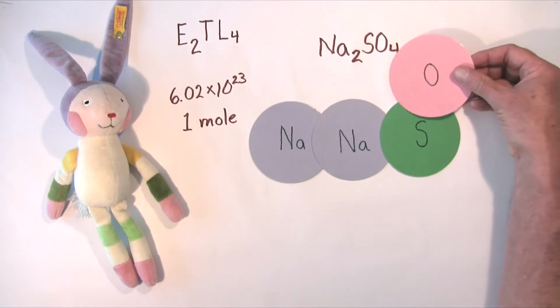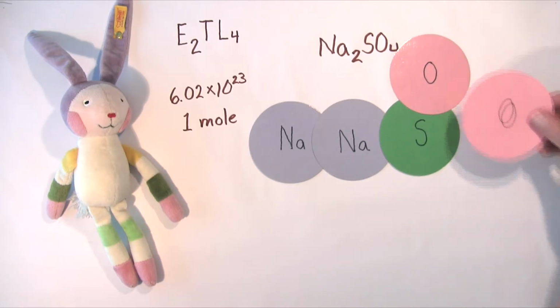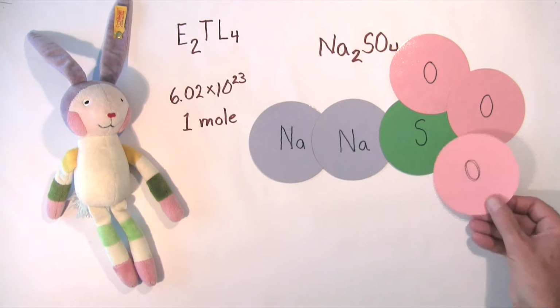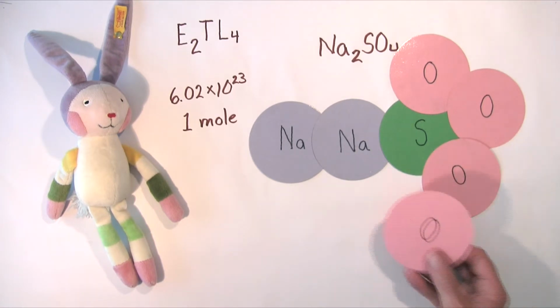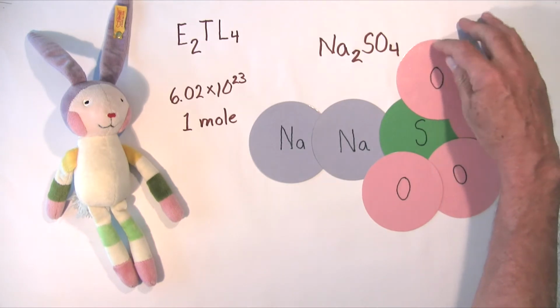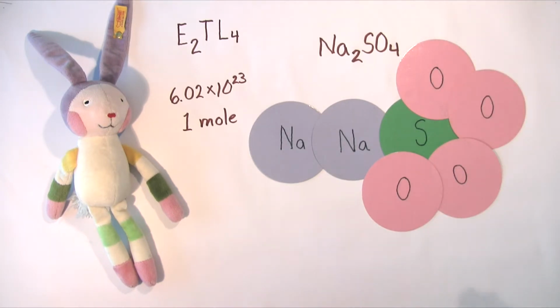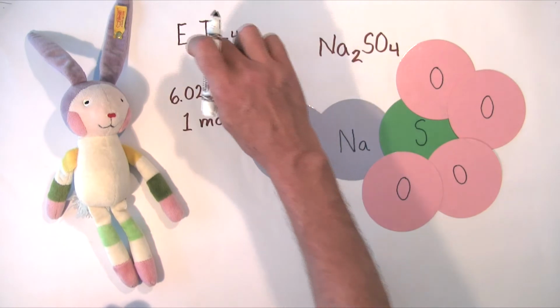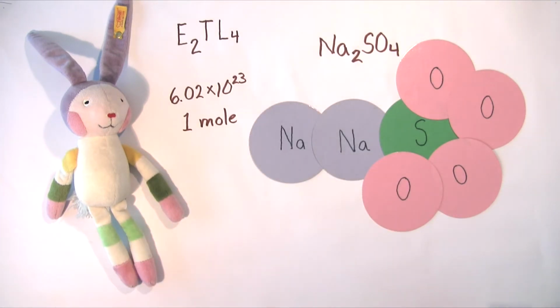And there are 4 oxygens. 1, 2, 3, 4 oxygens. That's what the 4 there tells us. Okay? Just like there's 2 ears, 1 tail, 4 legs in a bunny.